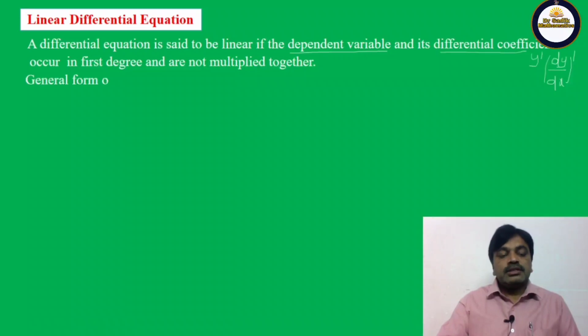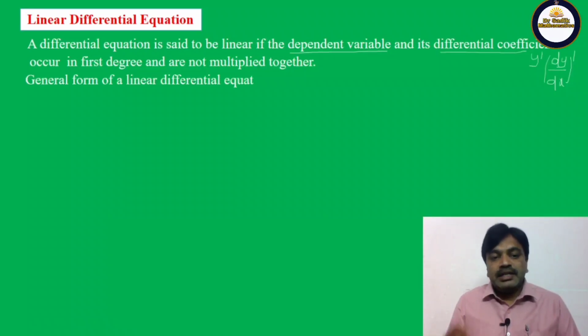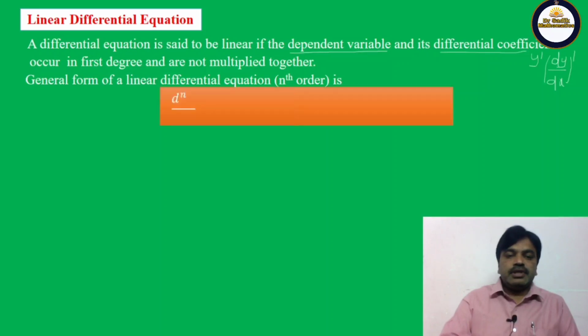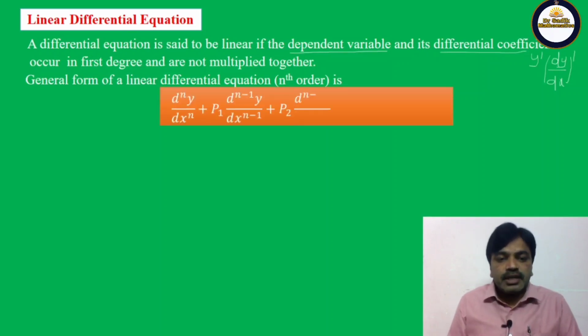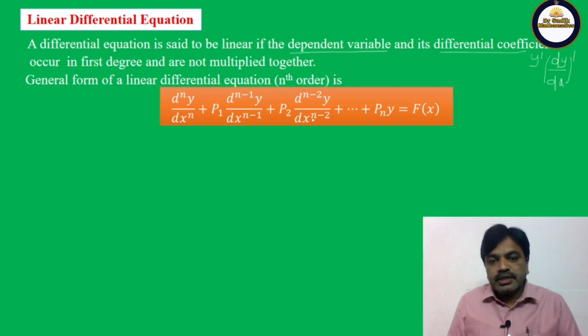Let us see the general form of a linear differential equation. The general form is also called the nth order linear differential equation. d power n y by dx power n plus p1 d power n minus 1 y by dx power n minus 1 plus p2 d power n minus 2 y by dx power n minus 2 and so on plus pn y is equal to f of x. This is the general form of a linear differential equation.